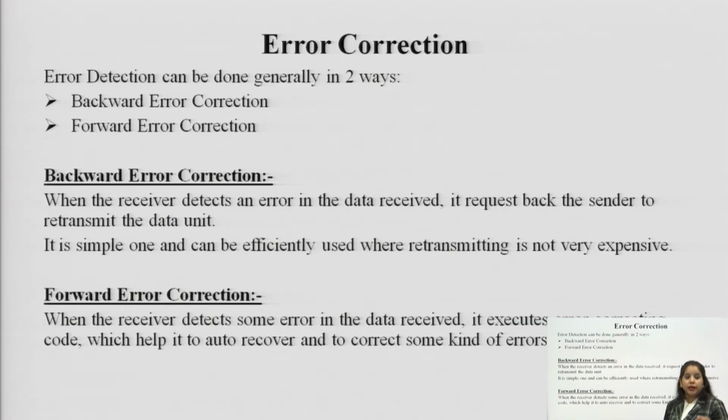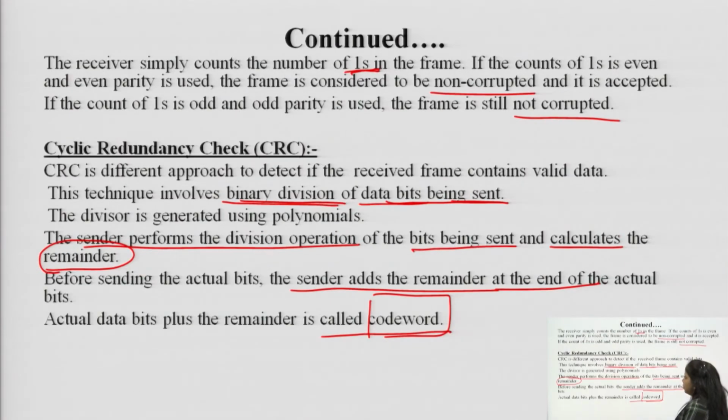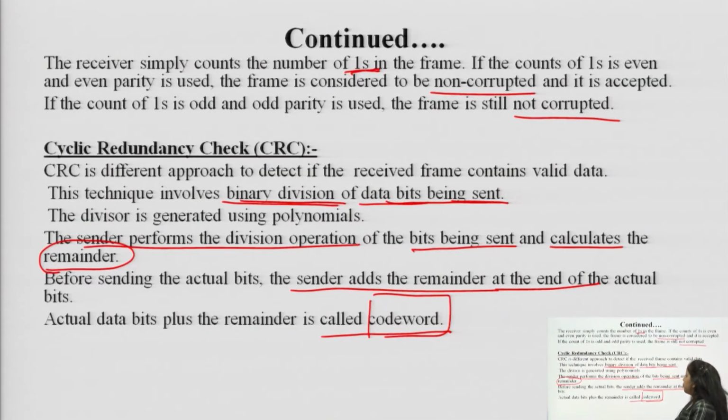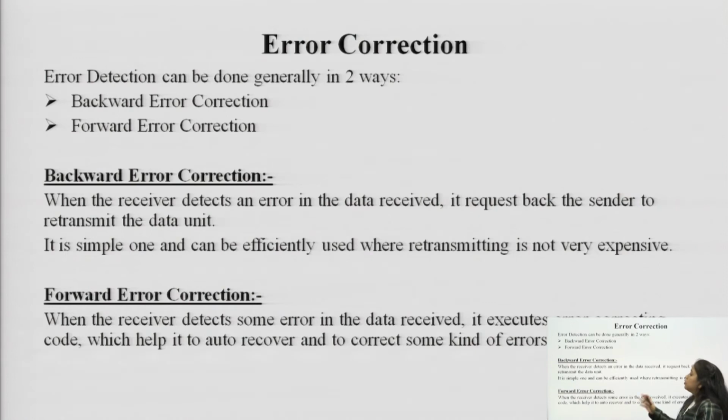Now, can I ask, will anyone answer? If someone asks you by which method an error can be detected, you can easily say by either CRC check or by the, what? We have gone through the parity check. CRC check and parity check are used for the error detection process. So, when the receiver detects the error, it requests the sender to retransmit the data unit. It requests the sender to resend the data.